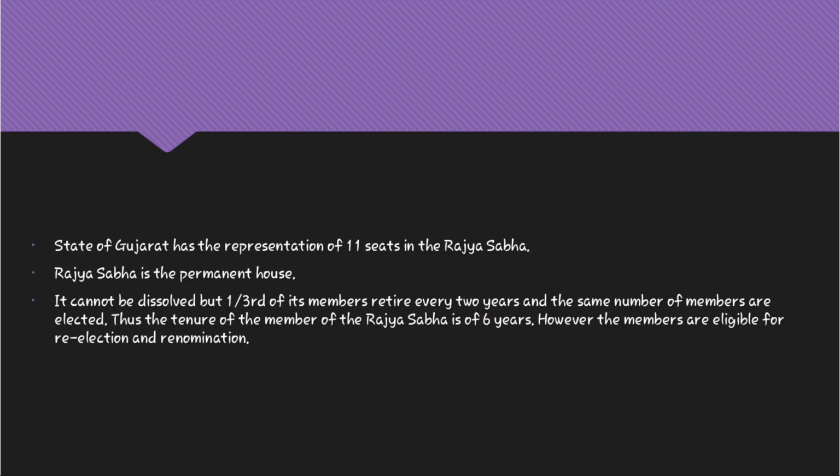Now, while discussing the state of Gujarat, the state of Gujarat has a representation of 11 seats in the Rajya Sabha. Do you know who the 11 members of Gujarat are? 11 seats in the Rajya Sabha, 11 representatives from Gujarat. Do you have any idea?